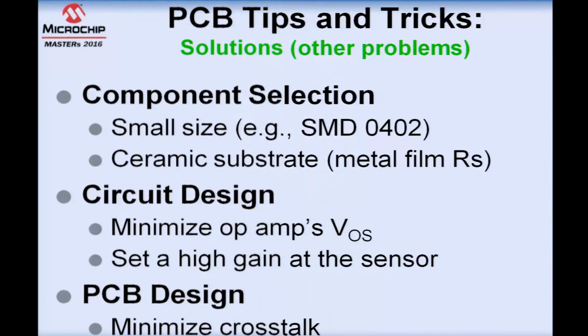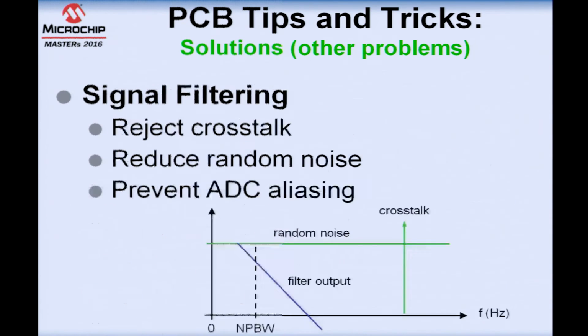Component selection, smaller resistors are better, etc. From a circuit design point of view, as we all know, if your performance isn't good enough, you can always buy a better part, up to a point. Then, of course, printed circuit board design. Then to talk about the random noise effect a little bit more, I threw in this slide just to make it clear.